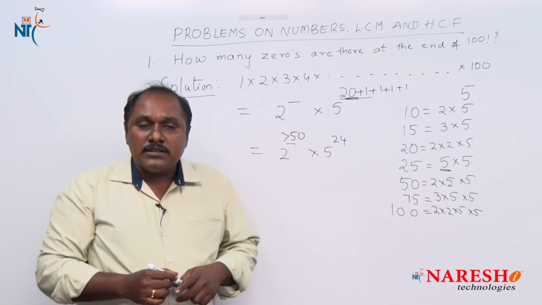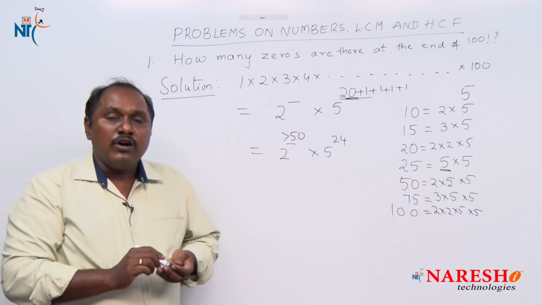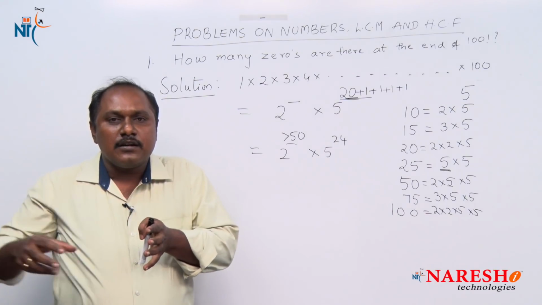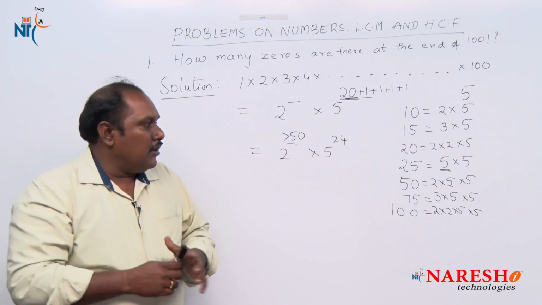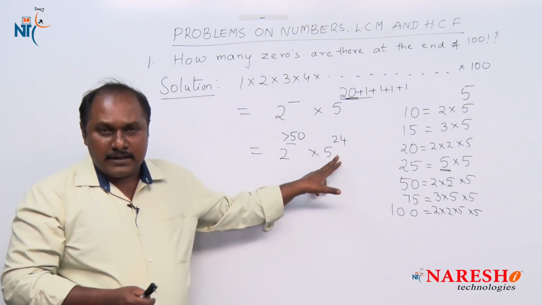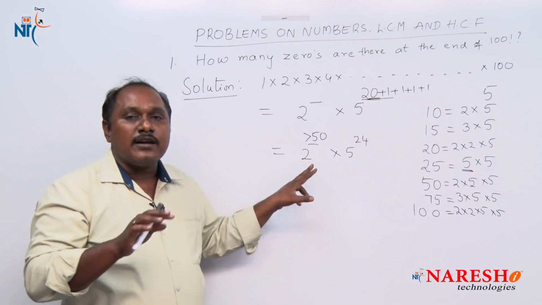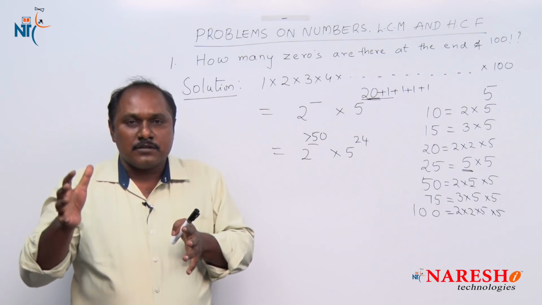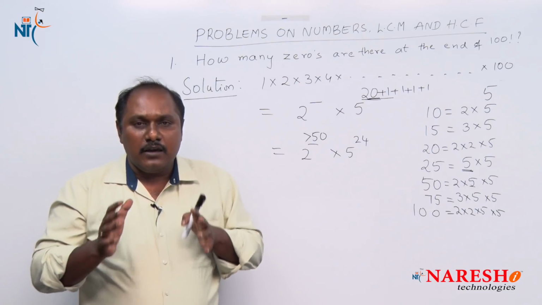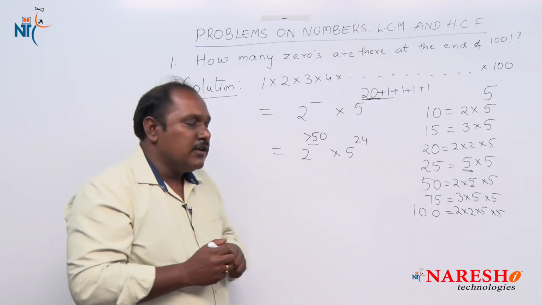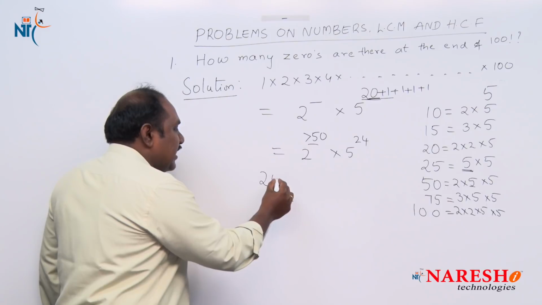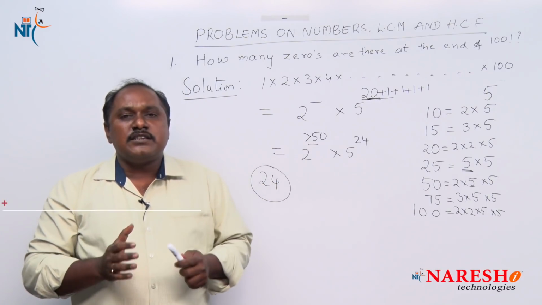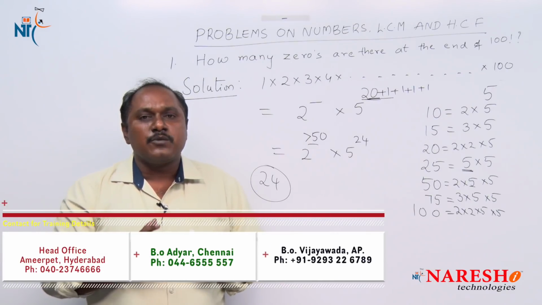Now coming to the answer for this question, we know that if we multiply a 2 and a 5, the answer has a 0. Here I have 24 5s and the number of 2s is greater than 50. But how many times can we multiply 2 and 5? We can multiply 2 and 5 only 24 times. So definitely the number of zeros at the end should be 24. Now this is the general way of answering this question.